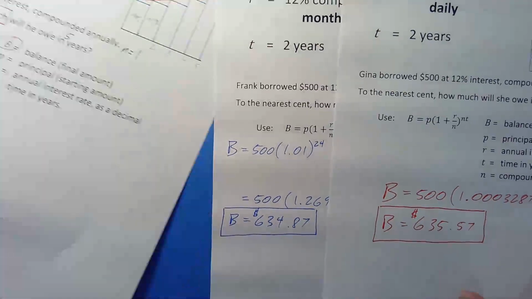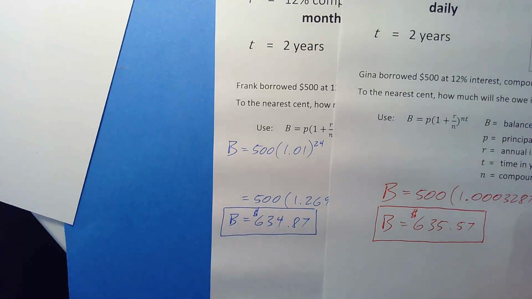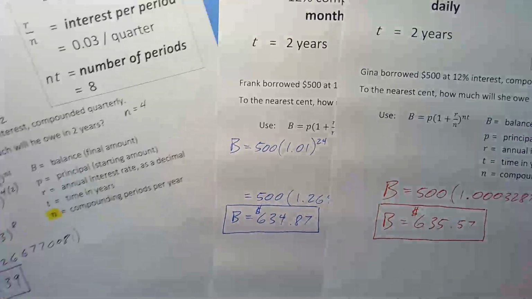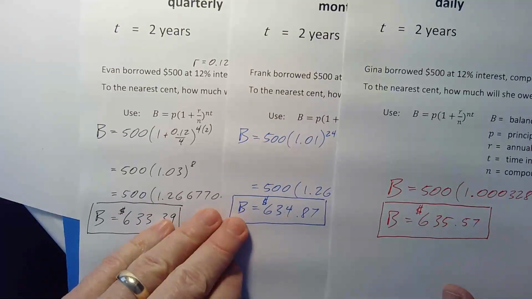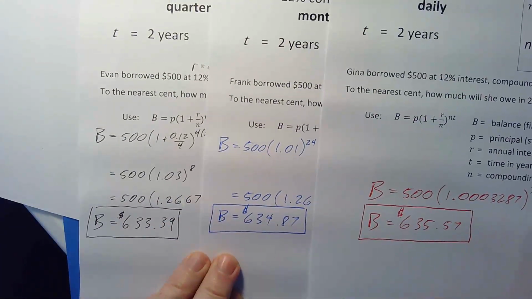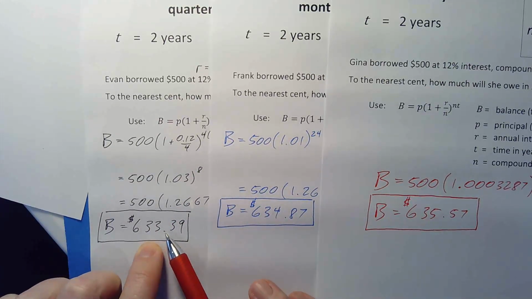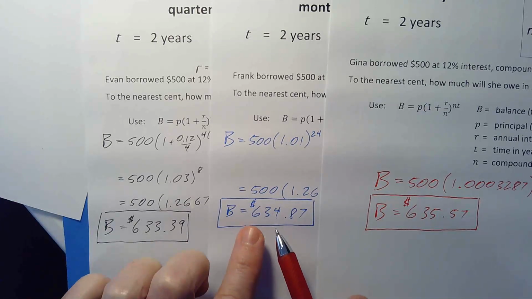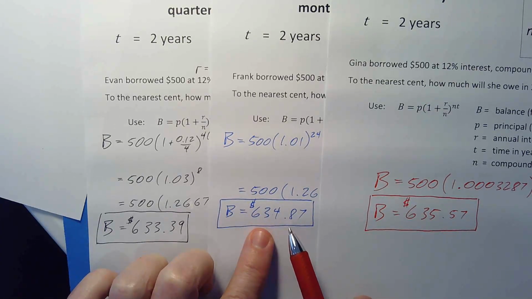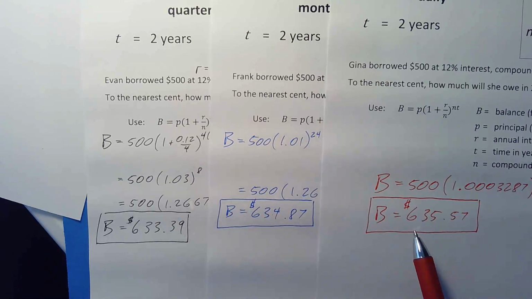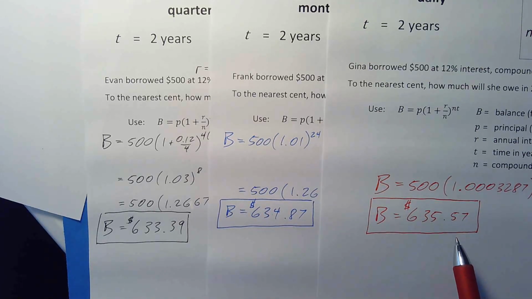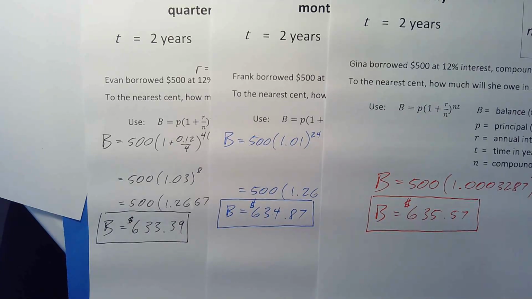Sorry, wrong problem. Pretend I didn't do that. Let's come back again. This makes more sense. Here we go. If we're compounding quarterly, we got $633.39. Monthly, $634.87. And daily, we got $635.57. A couple dollars difference by compounding more and more frequently. Well, there you go, and that's our problem for the day.